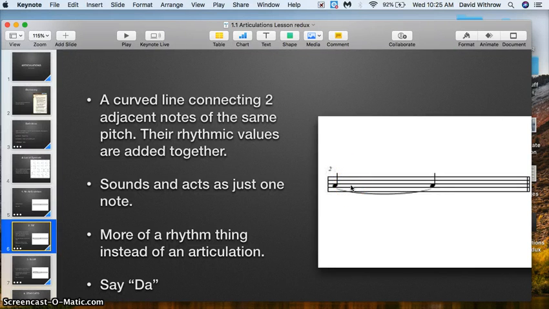This is more of a rhythmic thing. It adds these notes into one. Without this tie, if there were just two quarter notes here, we would say da, da. With the tie, it's going to sound like a half note. Da. It looks like two notes, but it's really only one note.